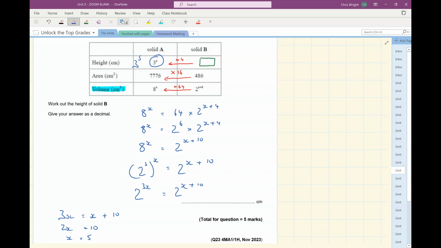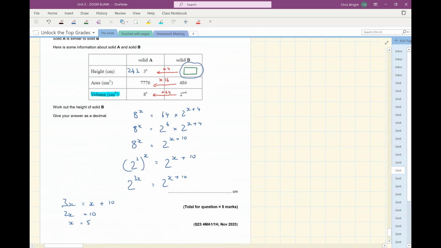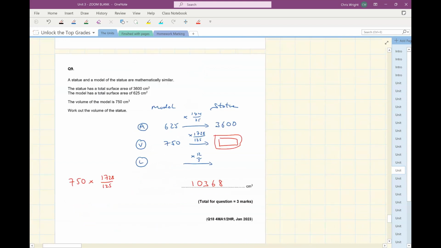So I can write 243 here. So now can I find the height of solid B? Yes, I can. It's 243 divided by 4. Height of solid B, 243 divided by 4 gives me 60.75. And that was a tricky question 10.